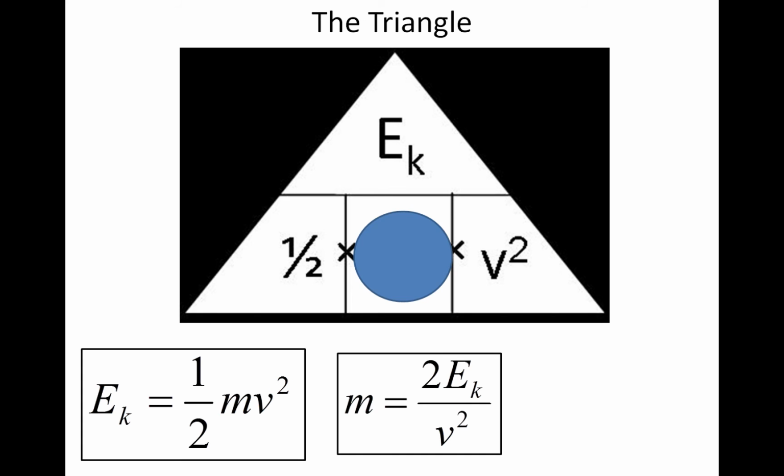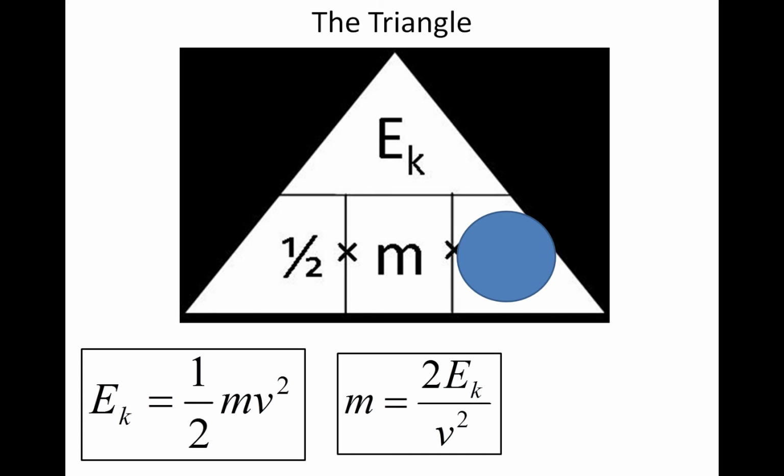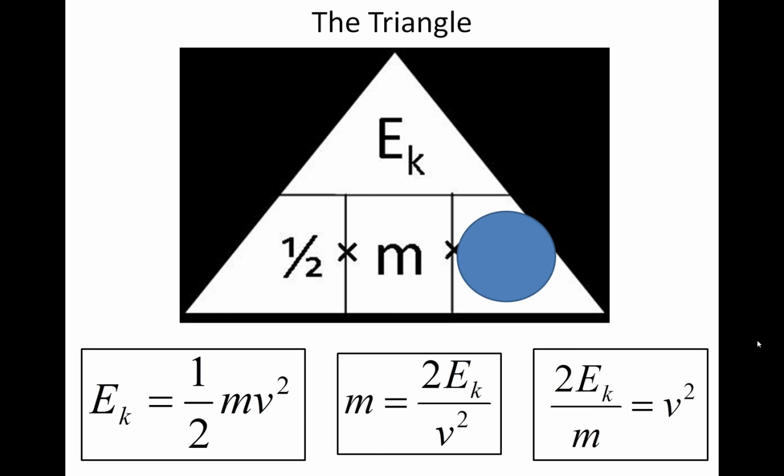And finally, if I want the v squared, I cover over the v squared. Then I know that it's EK divided by a half m. Again, any number divided by a half is the same as timesing by 2. And so we end up with v squared is equal to 2EK over m.